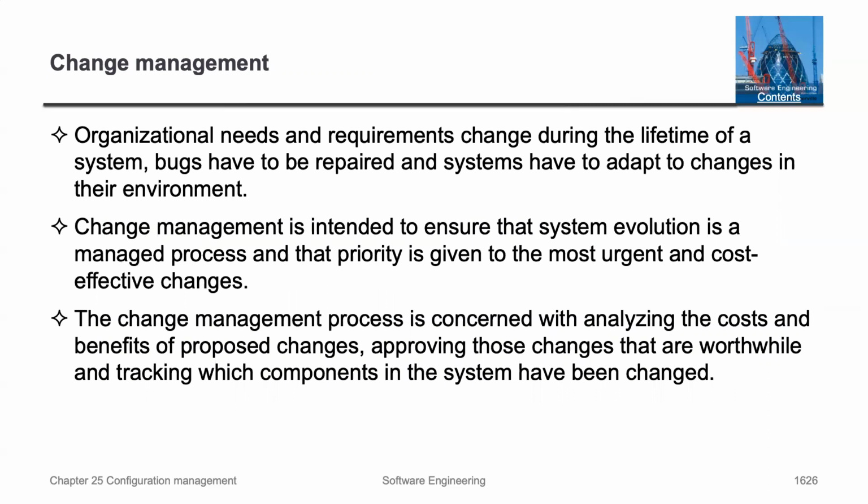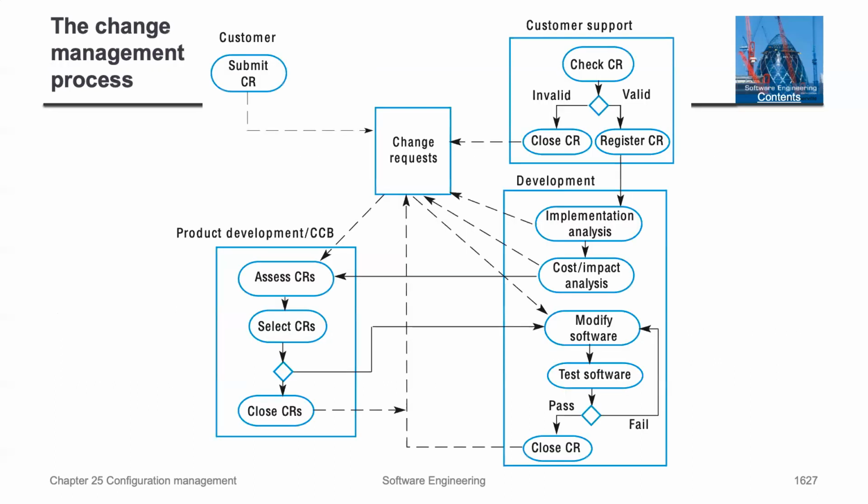The change management process is concerned with analyzing the cost and benefits of proposed changes, approving those changes that are worthwhile, and tracking which components in the system have been changed. So here is an illustration of the change management process. You can see the product development and the customer support development; all of these are mapping into this process.